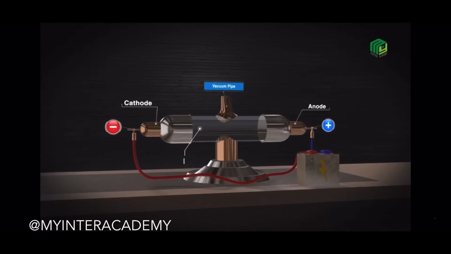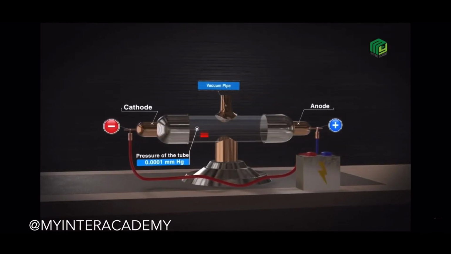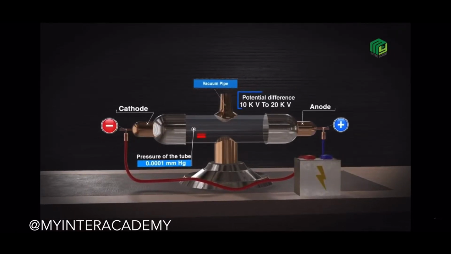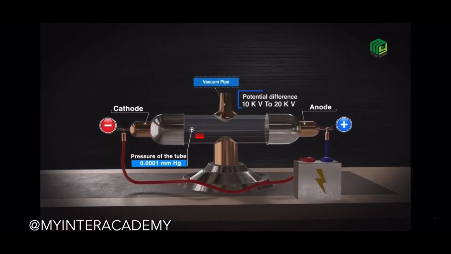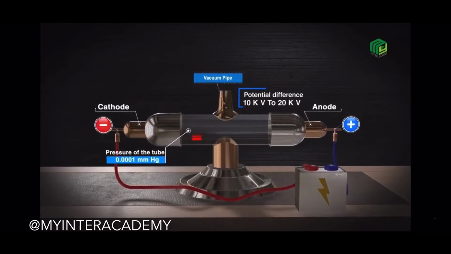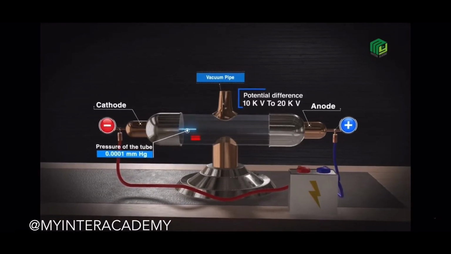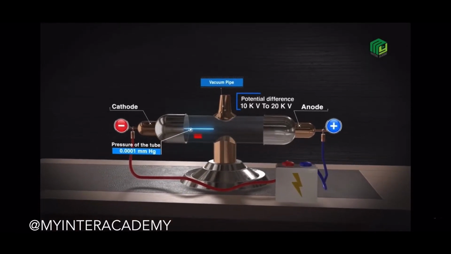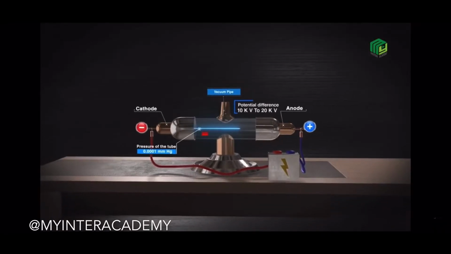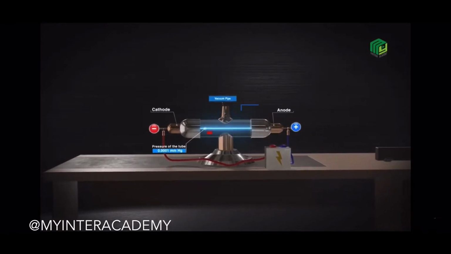However, when the pressure of the tube was reduced to 0.001 mm Hg, and a high potential difference between 10 kV and 20 kV was applied, at the end of the tube, a glow was seen on the walls of the glass tube. The rays emitted by the cathode travel towards the anode. The attraction of rays towards the anode reveals that the rays carry negative charge.